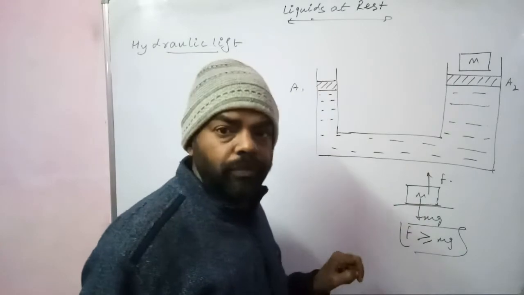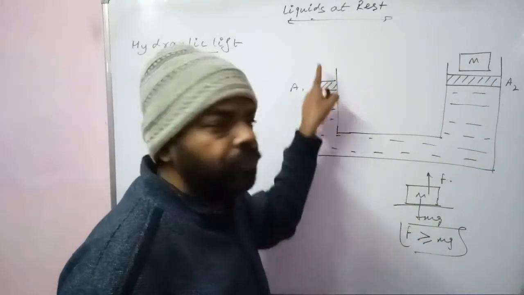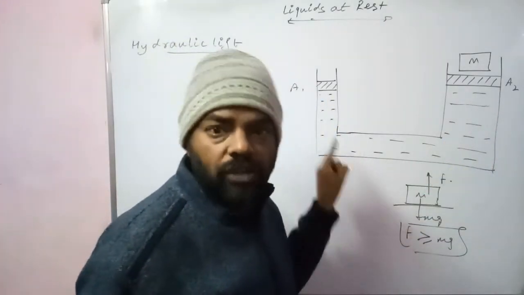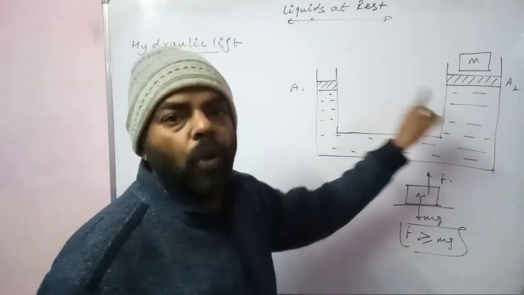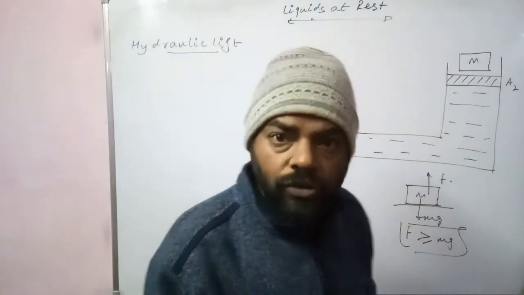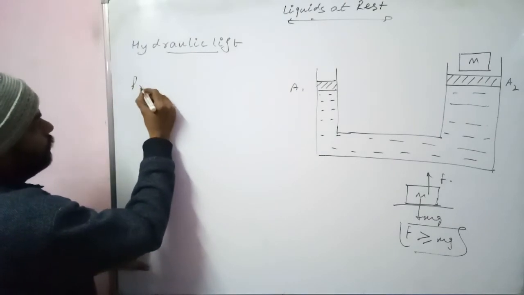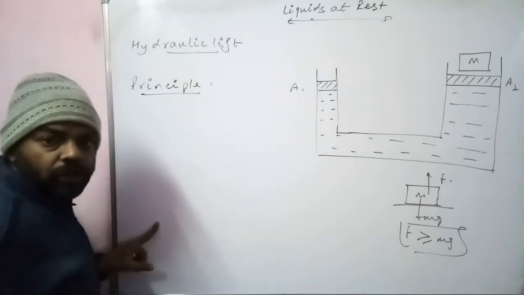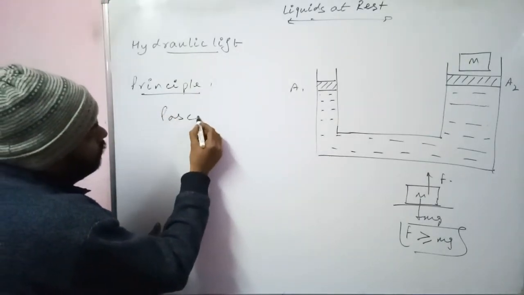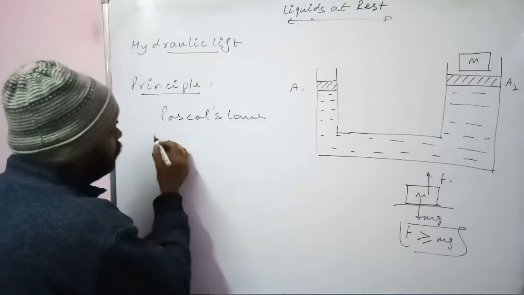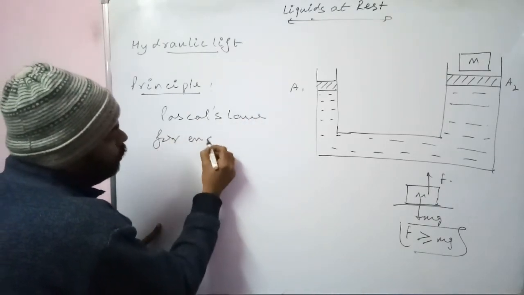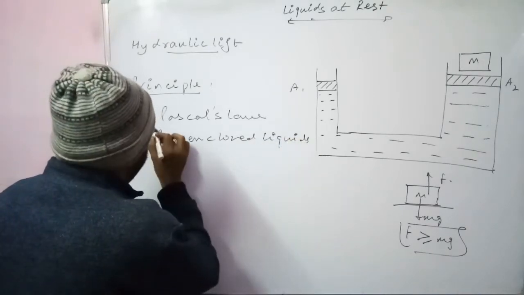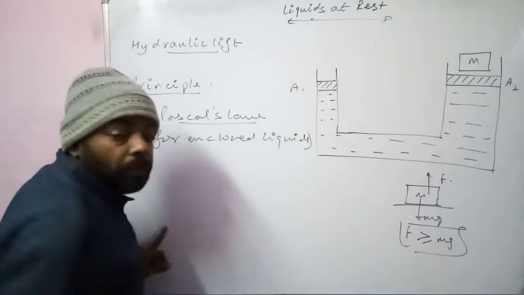बेटा, हाइड्रोलिक लिफ्ट क्लियरली आपको दिखाई दे रहा है सिस्टम ऑफ पाइप्स है, and the liquid is enclosed in the system of pipes. These pipes, they are provided with the frictionless and the movable pistons, and the principle of this hydraulic lift is simply Pascal's law. Pascal's law for enclosed liquids. Okay, it is the basic principle.